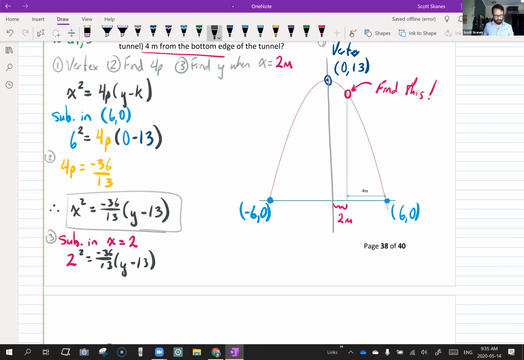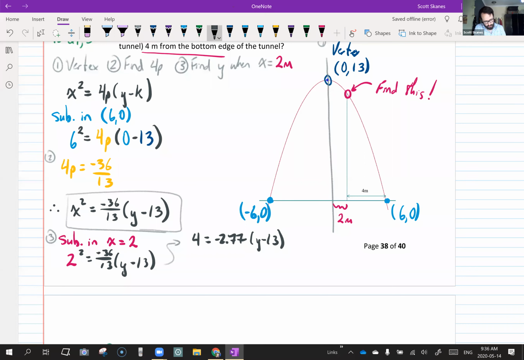Square root of 2. Well, I'm definitely going to square 2. That'll be a 4. So let's just go ahead and put it over here. That'll give me 4 equals -36 over 13, y minus 13. Let me just make that into a decimal. Now that I'm ahead of myself here, I'll just convert that to a decimal. The way that I like to do this is to expand it first and then rearrange things. But it depends on who you are, how you prefer to do this.